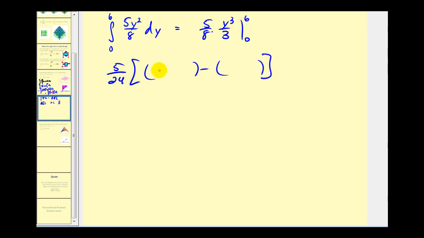And then when y is 6, we'll have 6 cubed. And then when y is 0, we'll have 0 cubed. So we have 5/24 times 6 to the third. I've already worked this out. It comes out to 45. And because this represents the volume under that plane, this would be 45 cubic units.